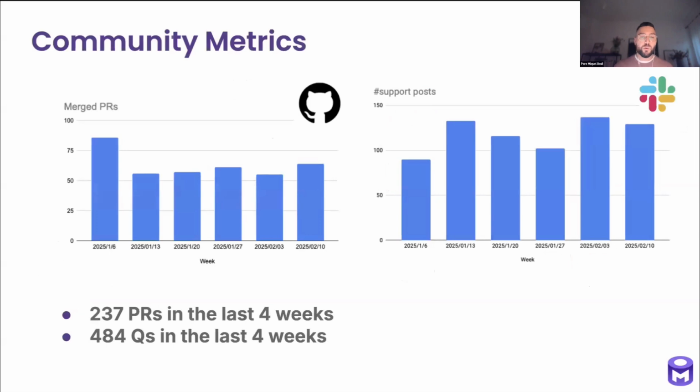In terms of metrics, we are a busy community. We have a lot of busy teams that are working nonstop on making Open Metadata better. So as you can see, more than 230 PRs merged only in the last 4 weeks, and more than 100 support posts, almost 150 support posts coming every week. So again, if you're not yet in Slack, that's the best way for you to actually get help.